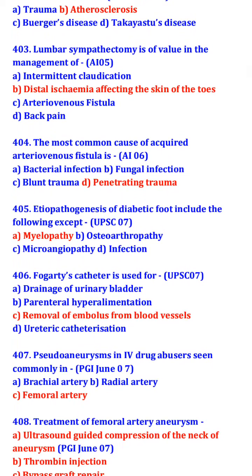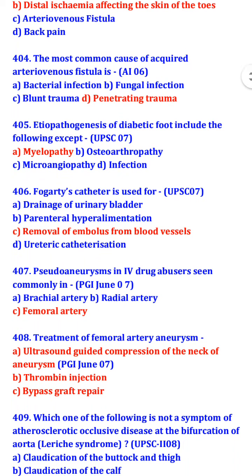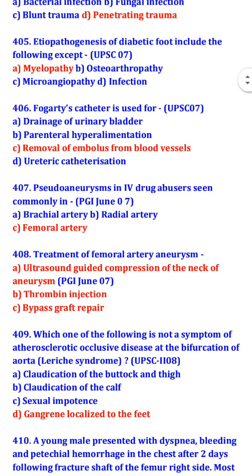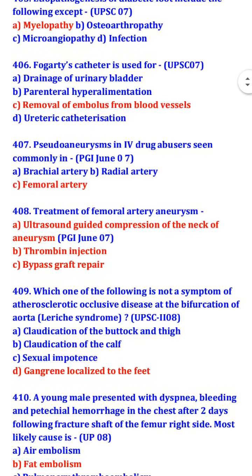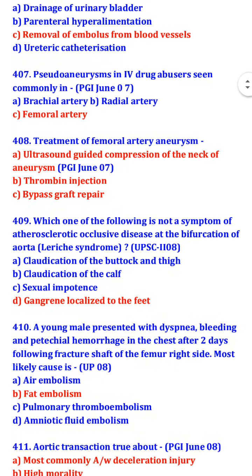Etiopathogenesis of diabetic foot includes the following except myelopathy. So it includes osteoarthropathy, microangiopathy and infection. Fogarty's catheter is used for removal of embolus from blood vessels. Pseudoaneurysms in IV drug abusers are seen commonly in the femoral artery. Treatment of femoral artery aneurysm is ultrasound guided compression of the neck of the aneurysm, thrombin injection, and bypass graft repair.